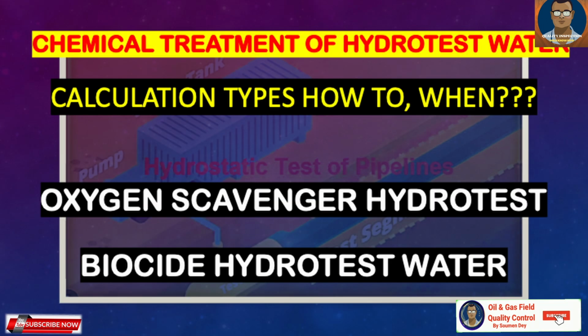This is a continuation video of the water filling, pertaining to the subject of chemical treatment of Hydrotest water. We need to have some good idea about the types of chemicals available in the market. The calculations mean the ratio with the Hydrotest water, how much chemical we should inject.